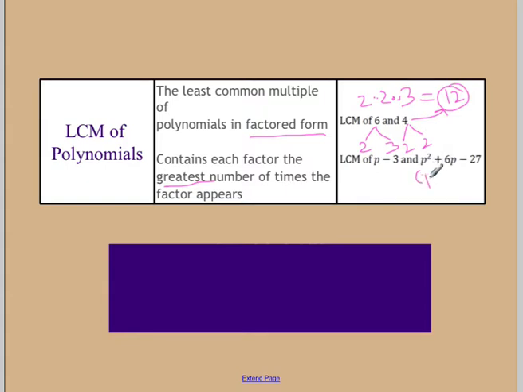And if I go ahead and factor this next piece, remember what multiplies to negative 27 but adds to 6. Well, 9 times 3 will give me 27, and I want a positive 6, so it's going to be positive 9 minus 3, because when I add those two, I will get 6. Now, in order to figure out the least common multiple, it's the greatest number. The first piece has a p minus 3, and the second piece has 1 p minus 3, so the LCM will be p minus 3, and then p plus 9, because there's only 1 p plus 9. So that would be my LCM of those two polynomials.